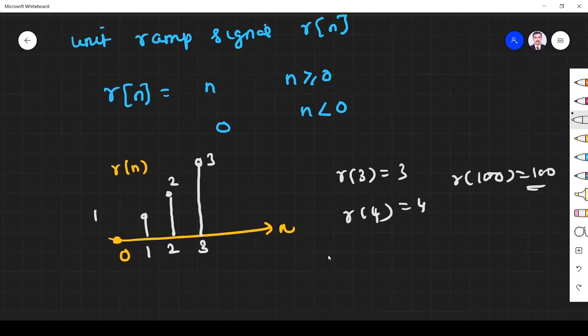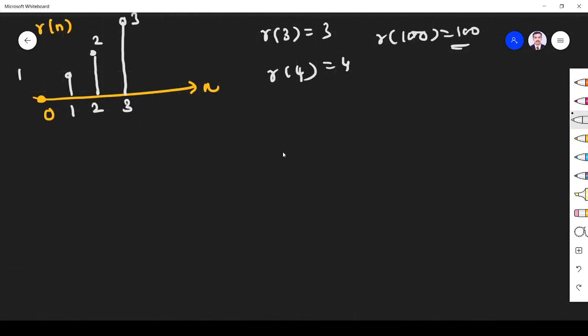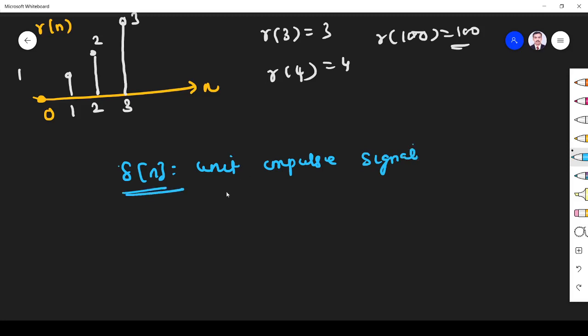Then another signal we have to remember, and I already posted one video on it, is the impulse. So you remember del of n, the unit impulse signal. This is very important. I have put a separate video; I just recall it here. The unit impulse signal is given by del of n, a notation specifically allocated for the unit impulse. del of n is equal to 1 when n is 0, and 0 otherwise, for n not equal to 0.